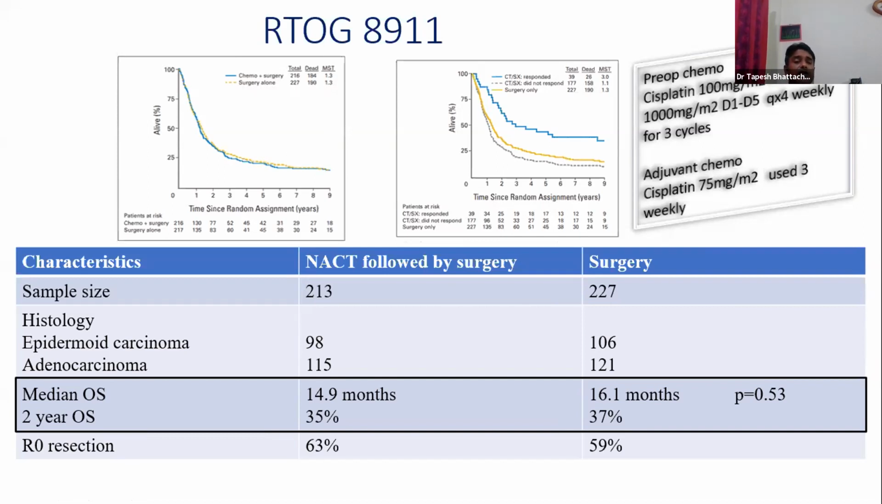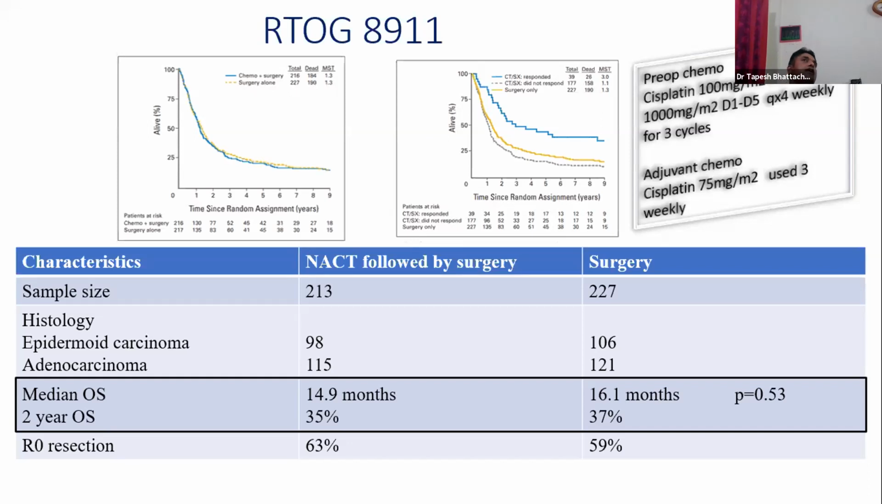What was the median overall survival? If we see chemotherapy followed by surgery and surgery alone, there was actually no difference. It was 14.9 months versus 16.1 months, and 2-year OS was almost 35% versus 37%. If we see the R0 resection, it was also almost similar.